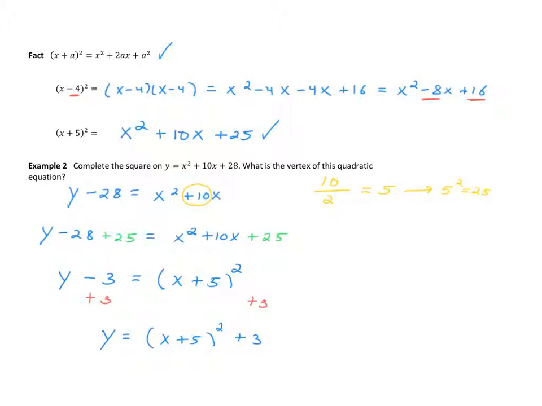And now that we have our equation, I can see what the vertex is. The vertex is equal to negative 5 for x, because it's moving 5 places to the left, and then 3 for y, because we're going up 3 places. And this is the answer to example 2.